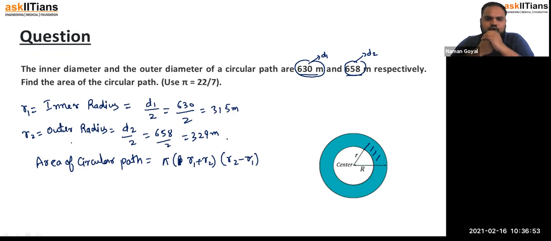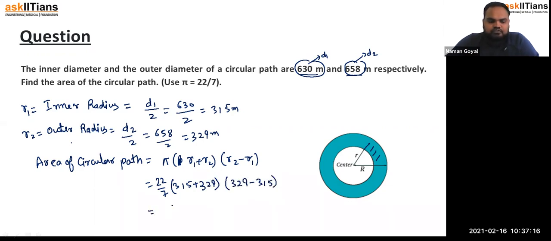Okay, no doubt. Now simple, we have to put the values of R1 and R2. Pi is 22 by 7, we have to take. R1 plus R2 is 315 plus 329, and R2 minus R1 is 329 minus 315. So how much did you get? 315 plus 329, you got 644. So 22 by 7 into 644 multiplied by 14, right? 14. So 7 twos are 14. Oh, very big. Okay, now into 2 into 22, right?